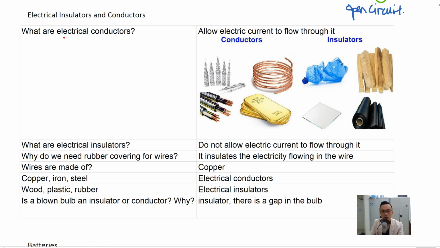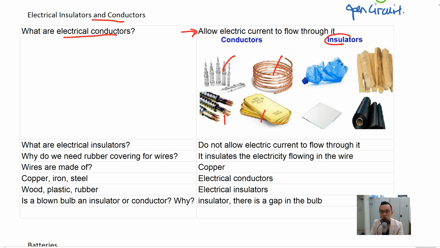Okay, let's move on to electrical conductors and insulators. So what are electrical conductors? Basically, they allow electric current to flow through them. These are some conductors. You have wires, you have gold, you have copper. This should be aluminium.